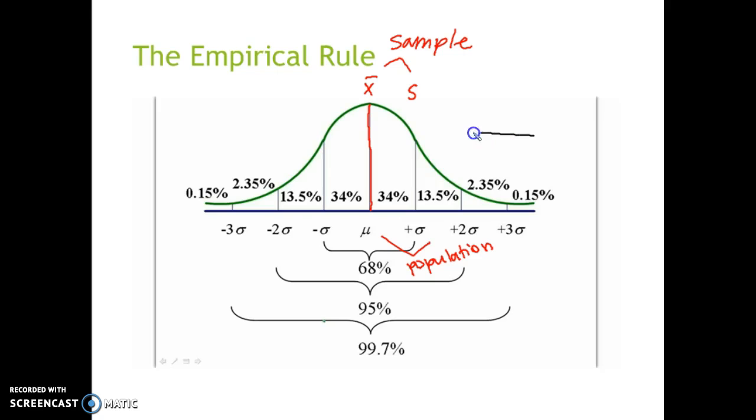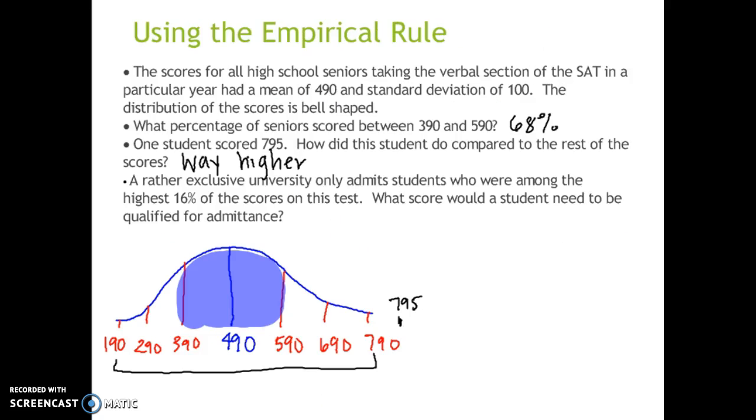So when I go back to that problem, I want to know the ones that were above one standard deviation. So we'll go back. One standard deviation away is 590. So in this case, the student would have to get above a 590 to be in that top 16%.